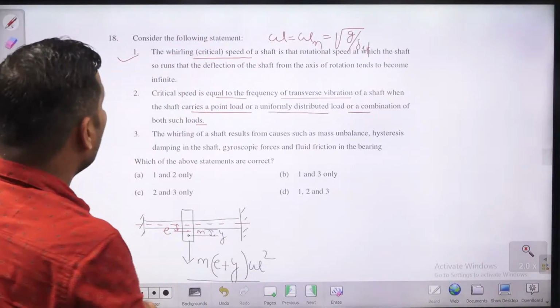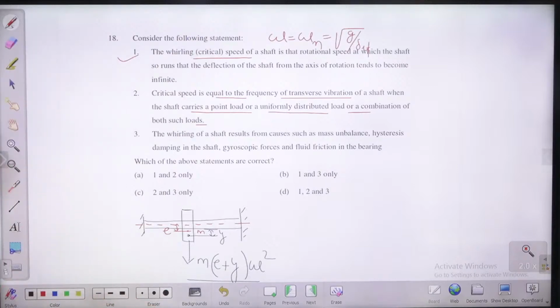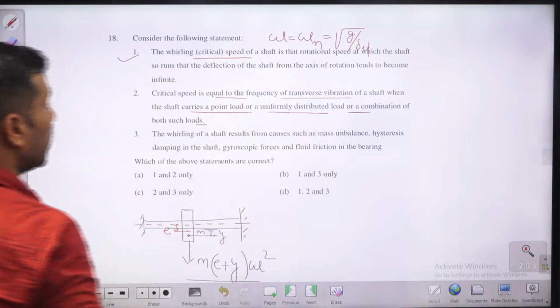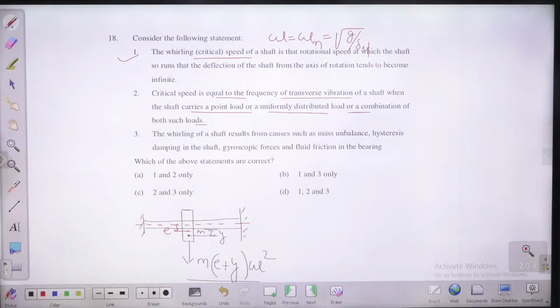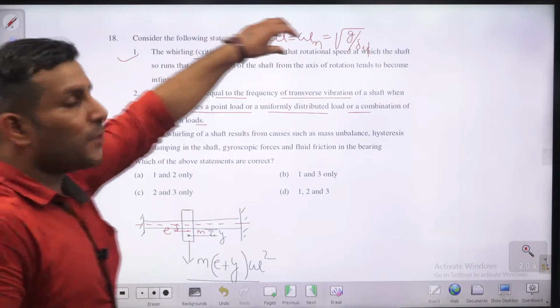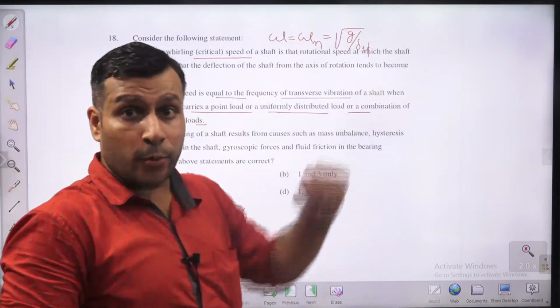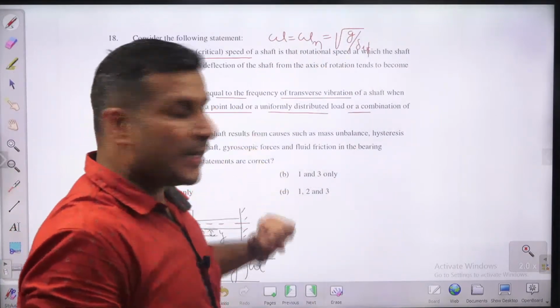This is very right, the whirling or critical speed of the shaft. Now if you read the second part, critical speed is equal to the frequency of transverse vibration of a shaft when the shaft carries a point load or a uniformly distributed load. Guys, critical speed is that speed when it will match with the natural frequency, omega equal to omega n, and that depends on g by delta st.